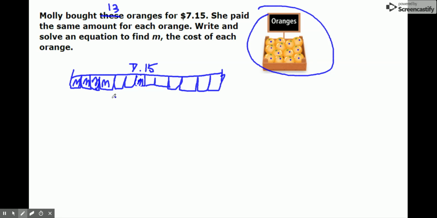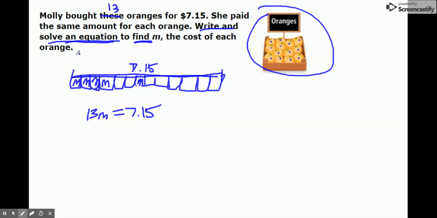So I think about the algebraic expression. It says write and solve an equation. So the algebraic expression would be m times 13. So I'd write 13m, but then the equation would be that this whole thing, 13m, would have to equal 7.15. So now I've written an algebraic equation: 13m equals $7.15. And I've used a rational number because 7.15 is a rational number. So is 13, but 13 is also a whole number. 7.15 is not a whole number, it's a decimal. So we have a rational number here.